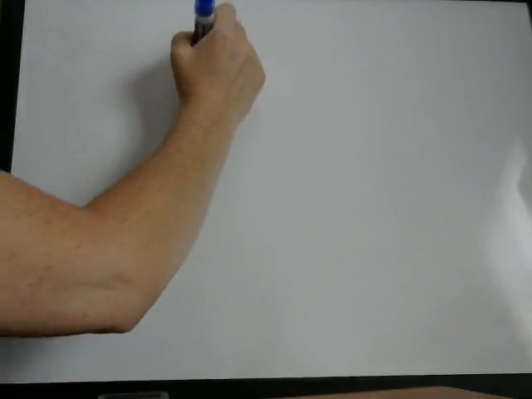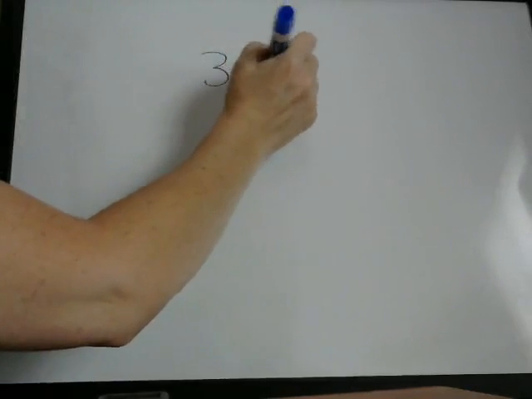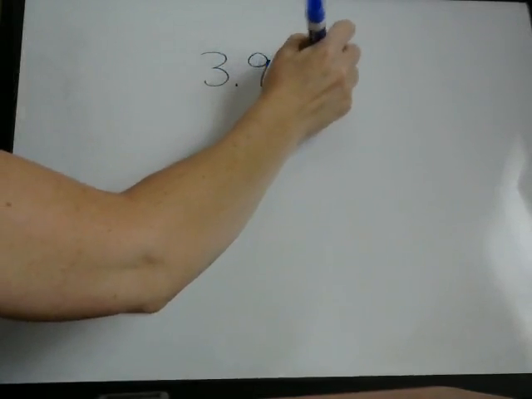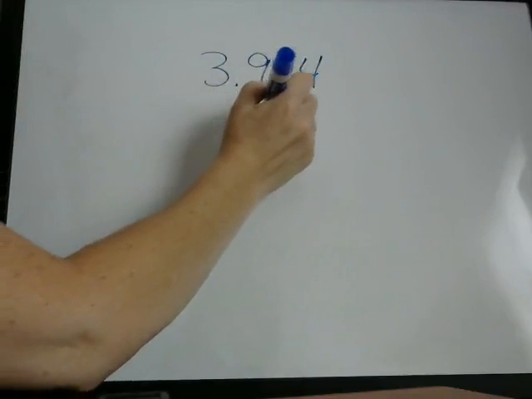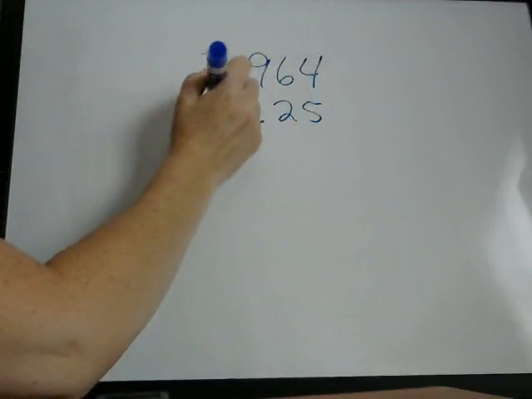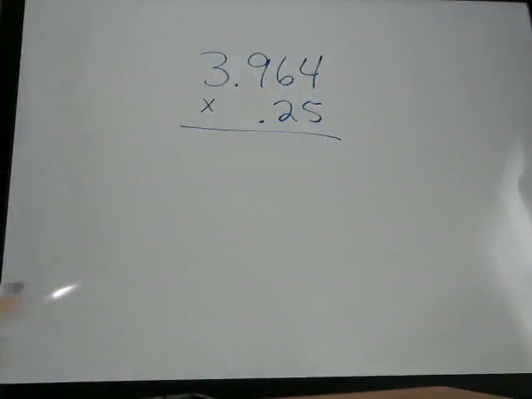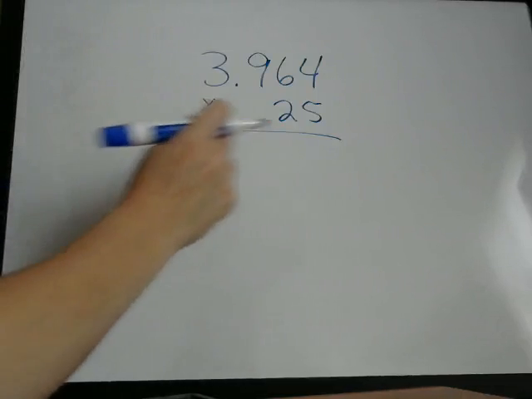Here we're going to do multiplication and then division of numbers that have decimals in them. So multiplying numbers with decimals is actually very easy. For example, if we have 3.964 times 0.25, you just do the multiplication like you normally would and forget about the decimals. If you don't know how to do this multiplication, you can look at the video on my Facebook site.